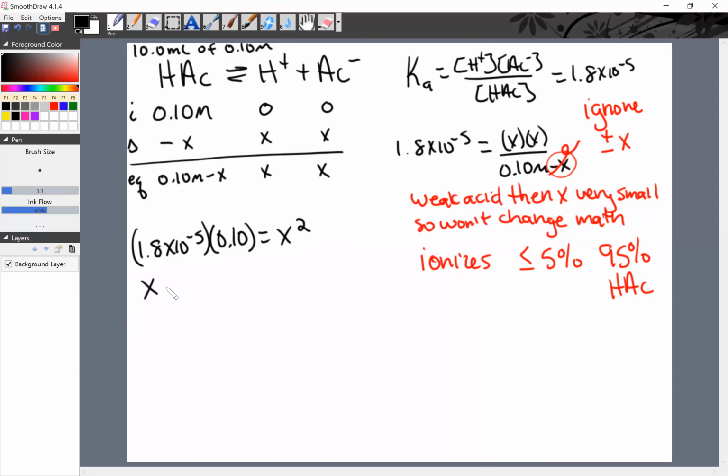So x is equal to the square root of, plug and chug, 1.8 times 10 to the minus 6. So x is equal to 1.3 times 10 to the minus third. All right, great. What in the world did I just solve for? I literally found the value of x. Well, what is x? X is how much ionizes.